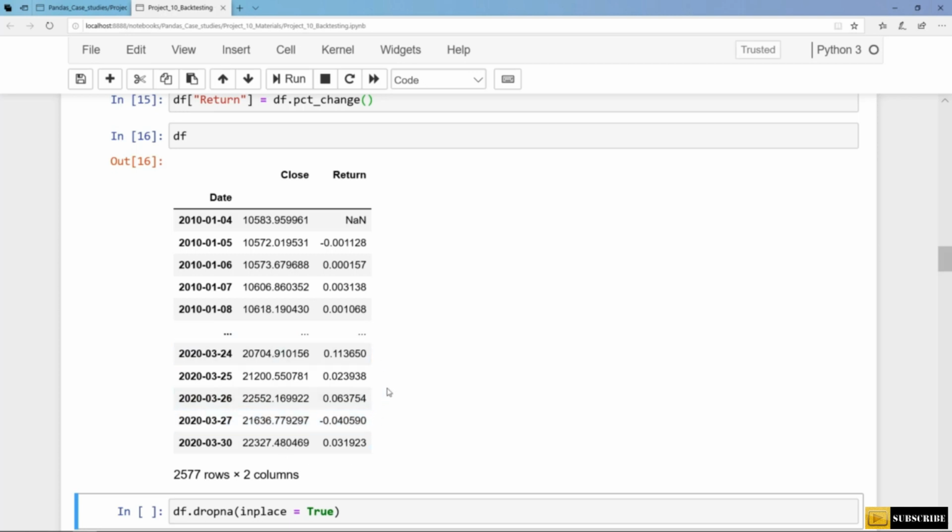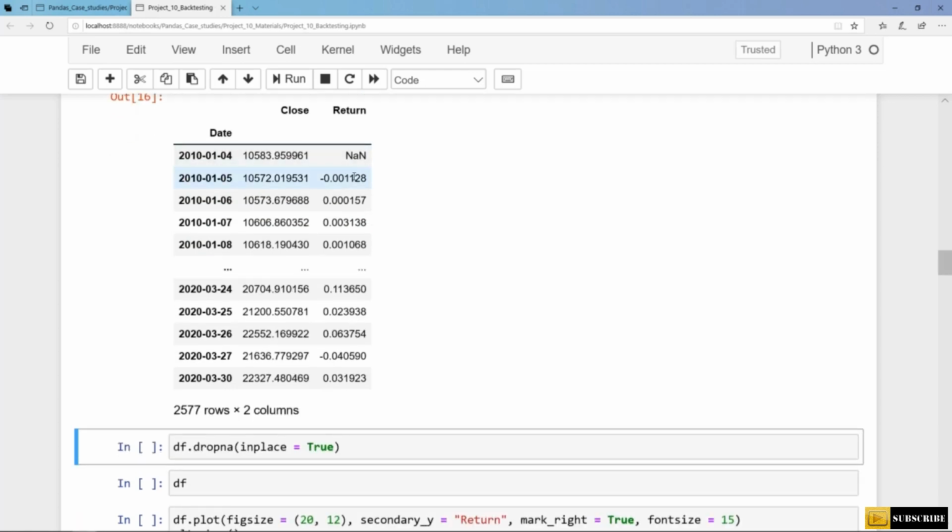And it's no surprise that we have no return for the very first timestamp because we do not know the price of the previous timestamp. And therefore it makes sense to drop all rows where we have at least one missing value in one of these two columns. And we can do this with dropna. So we're removing the timestamp 4th of January 2010.